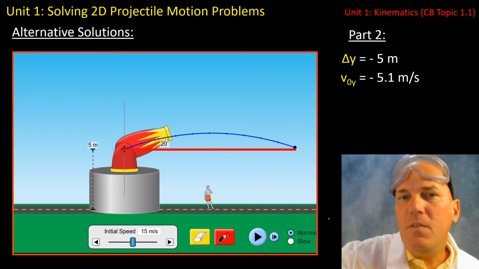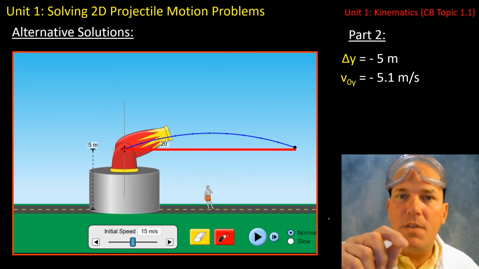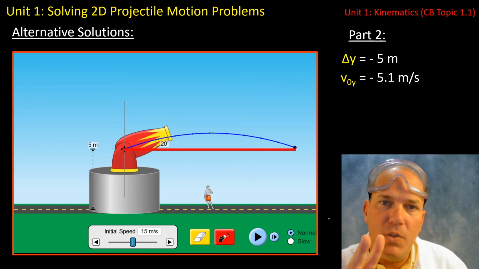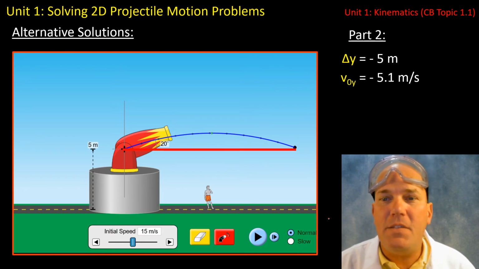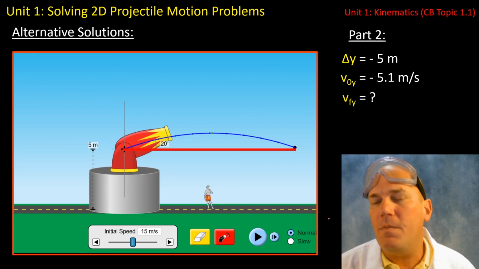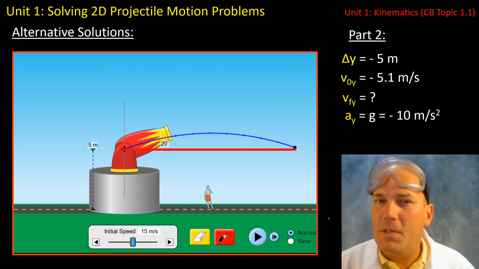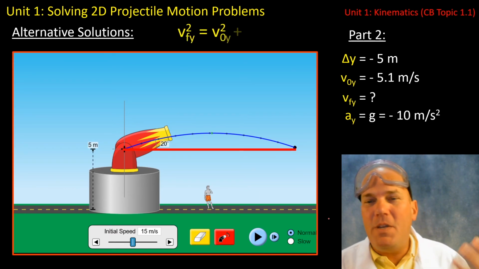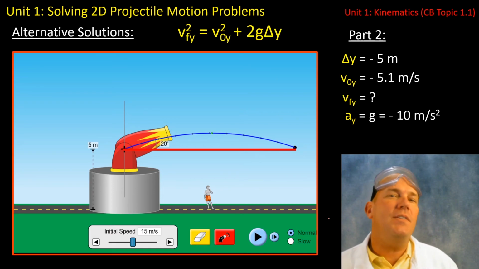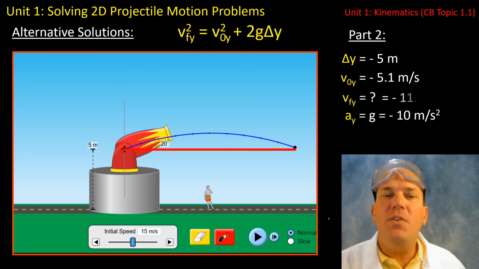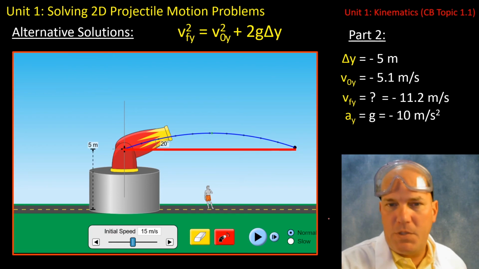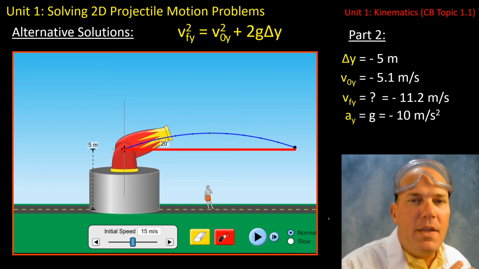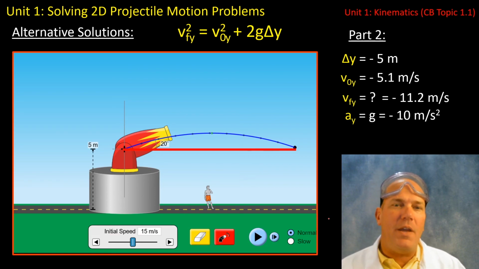So our change in position in part 2 is -5 meters. Our final velocity from part 1 becomes our initial velocity for part 2, and our final velocity from part 1 was -5.1. That is now our starting point for the second portion of this motion. We don't know the final velocity, but we do know the acceleration is little g. So we can choose the UAM that does not include time and use it to solve for V final, just like we did in the first solution to this problem.